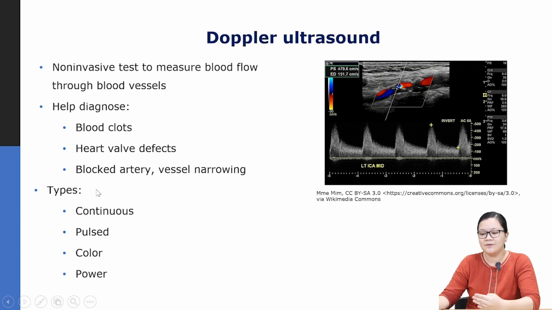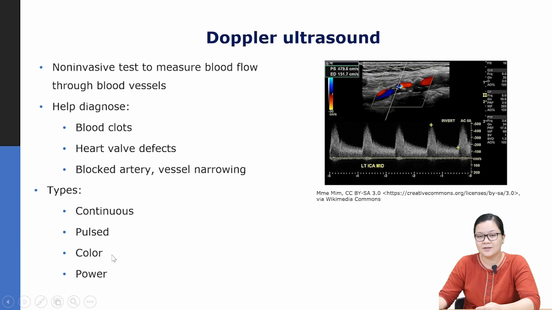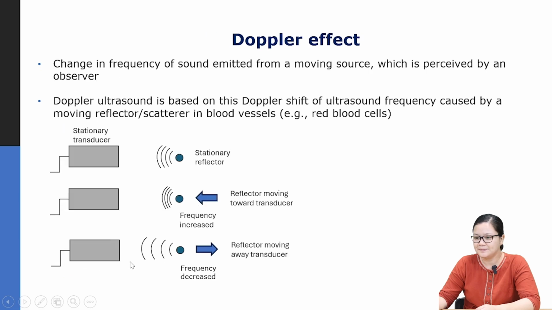So we talked about different types of Doppler: continuous mode, pulse mode, as well as color and power Doppler. Let's review what the Doppler effect is. The Doppler effect is a change in frequency of sound emitting from a moving source, that's being perceived by an observer. So Doppler ultrasound is based on a Doppler shift of these ultrasound frequencies.